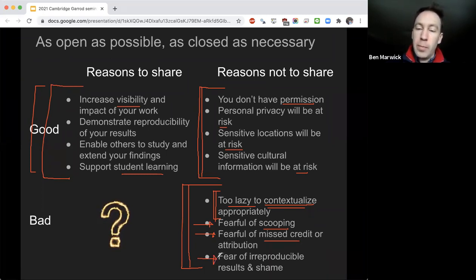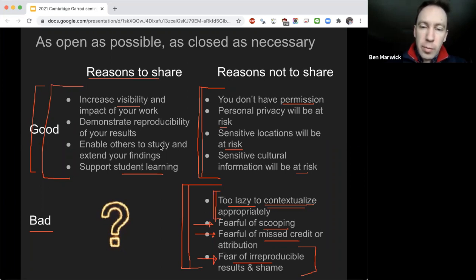And fear of irreproducible results and shame. Well, this is a valid fear, but I think you should be taking care that your work is reproducible before you make it public in any way, and it's not good scientific practice to let this fear stop you from sharing your data. Bad reasons to share, I haven't come up with any yet. Maybe you can suggest some to me.